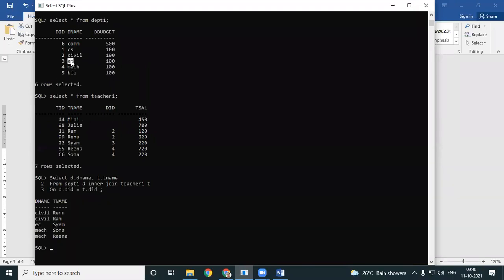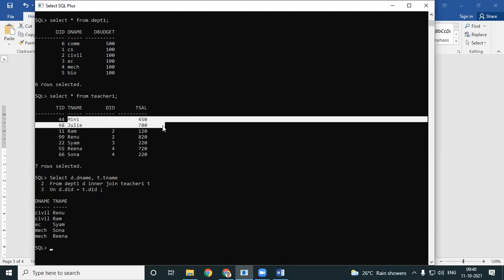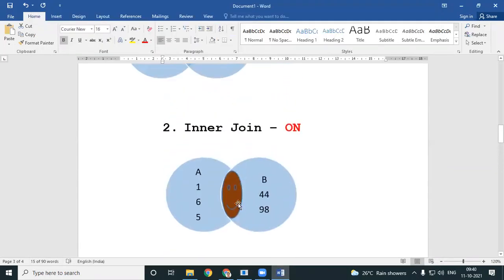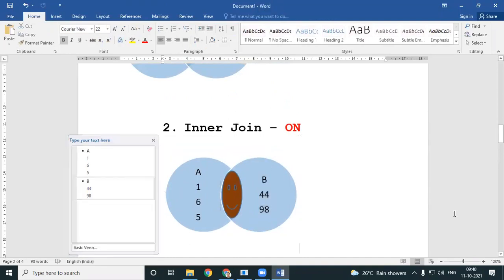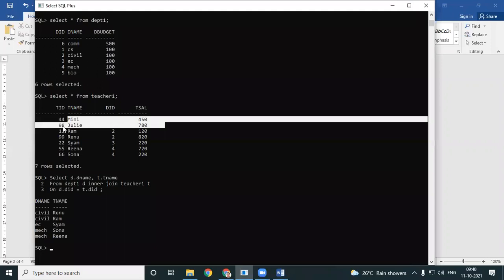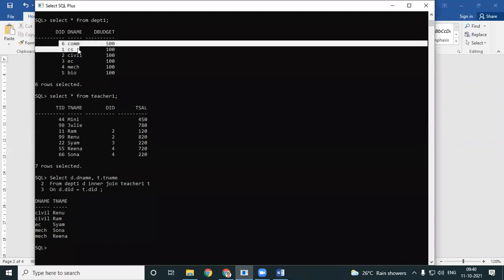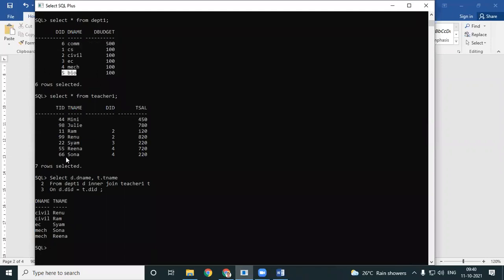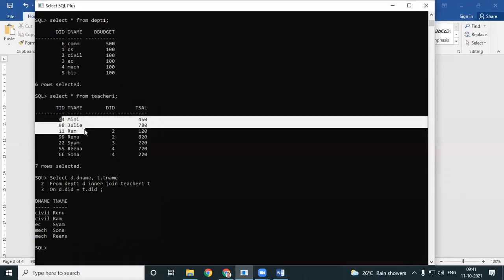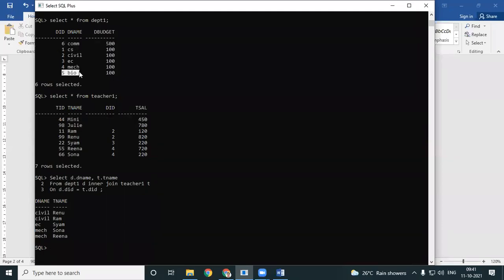EC. Okay, so I will not be getting mini Julie. Why will I not be getting mini Julie? Because they are not portions of my table. They are outside. Mini Julie, they are outside. Okay, I will even not be getting my commerce CS bio, because they do not have a corresponding entry. Commerce, CS, and bio, they don't have a corresponding entry. So in my inner join, I will not be getting them.